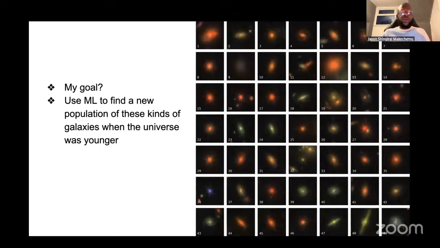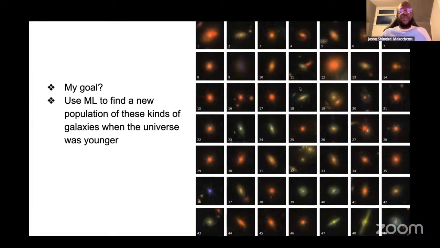So the goal of this project was to use machine learning to find a new population of these galaxies when the universe was young. So what happens now is that let's say many people have classified 1,000 galaxies as having diffraction spikes. I can now use these labels, put them into an algorithm, and train it to find more of these when I give it another sample. So that's what I did.